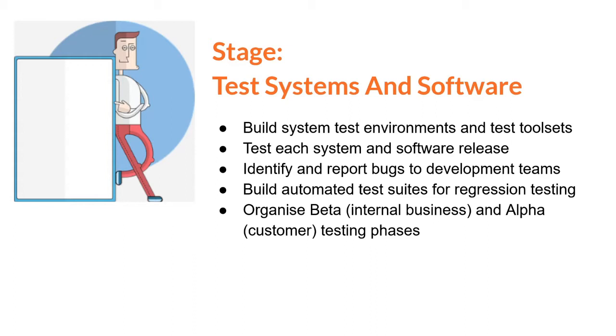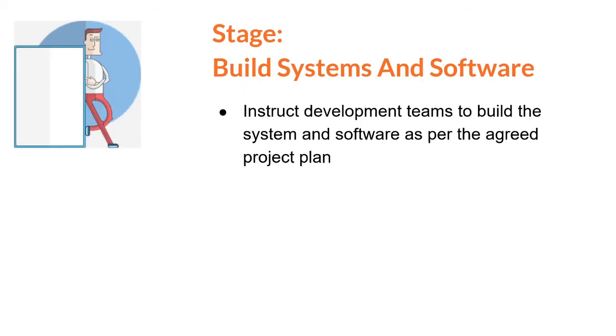Once testing has been completed and all of the major defects have been fixed, the testing phase is signed off as completed, and the system can be delivered to the next stage. The next stage is to build the systems and software, instruct the development teams to build software as per the agreed project plan.